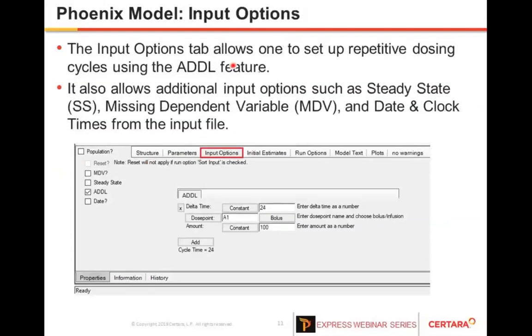The Input Options tab allows you to set up a repetitive dosing cycle using the ADDL feature. So here we are in the Input Options tab. We check ADDL. An ADDL submenu appears where you can specify the cycle time, whether it be a constant value that's typed in or read from an input column. The dose point, which is where the dose enters the system, so that would be compartment A1 in this case. And then the amount, which is either a constant that you can type or can be read in from a column.